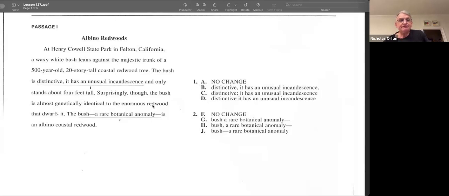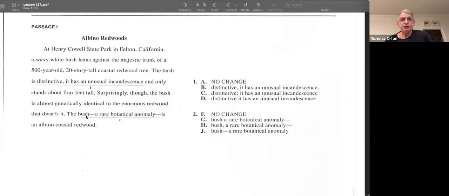Okay, let's move on. Surprisingly, though the bush is almost genetically identical to the enormous redwood that dwarfs it, the bush, dash, a rare botanical anomaly, dash, is an albino coastal redwood. Okay, so you have a dash before and after a parenthetical phrase.